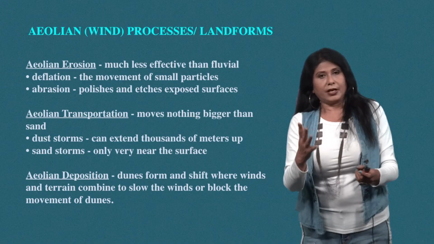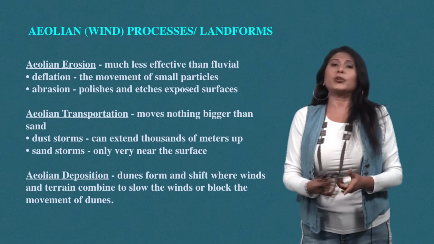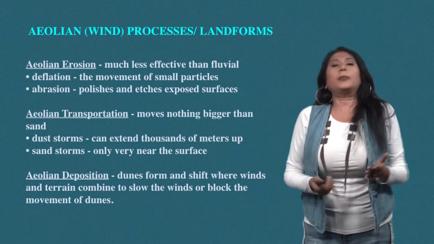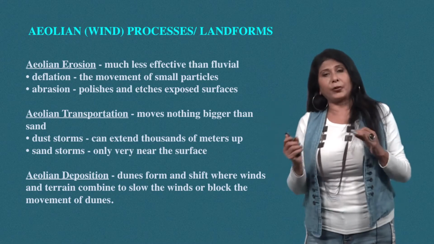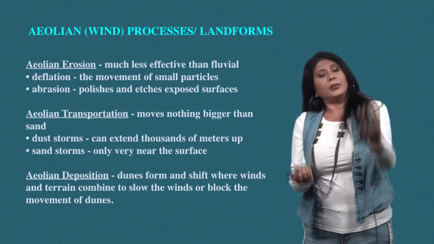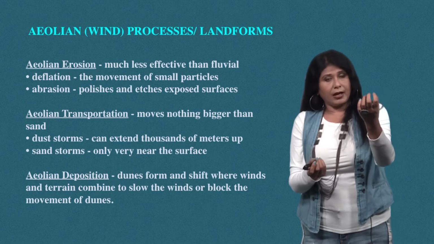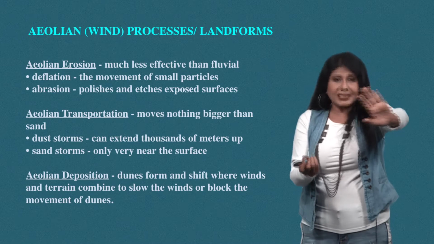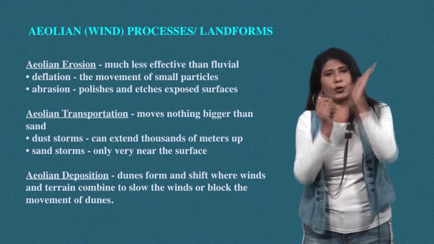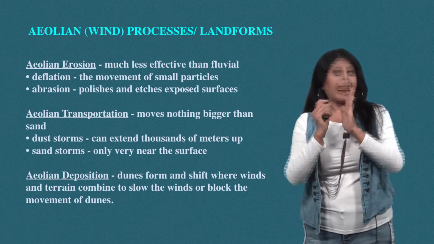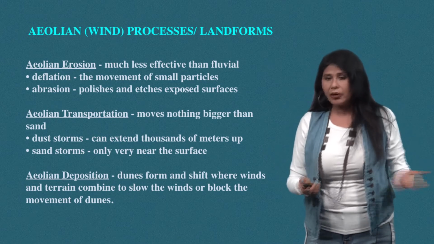winnowing. Suppose we have sand, silt, coarse material all fallen over here. When the wind comes, it will pick up the fines and blow them away. This winnowing action is what we call deflation. Then abrasion. Abrasion is the same everywhere: the material carried by the wind blasts against some rock and crushes it, creating polishing or erosion.